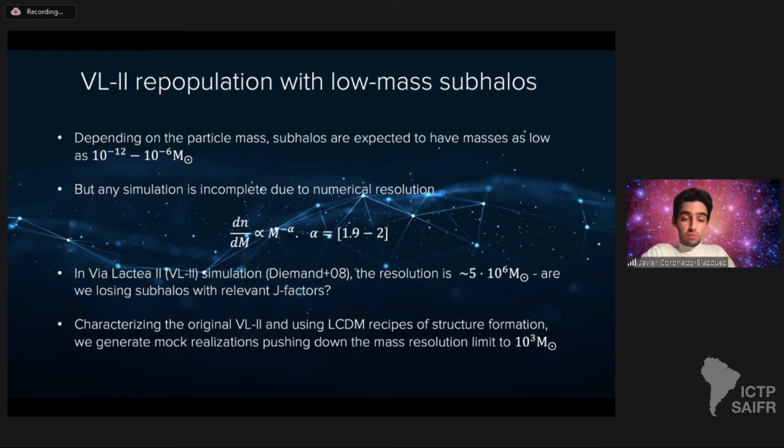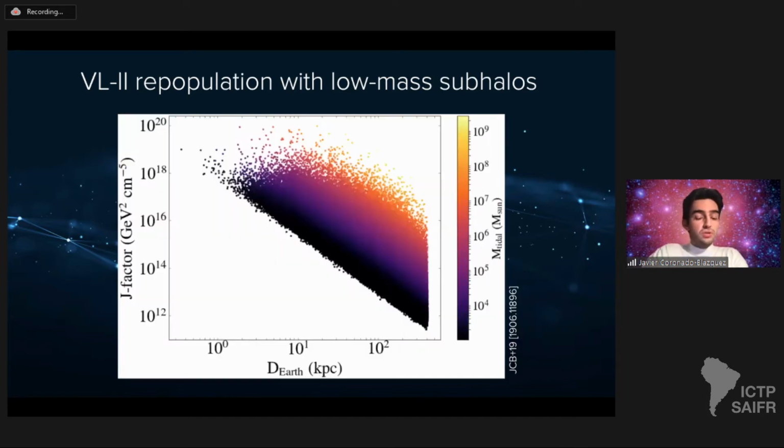And the answer is that we are actually, and we can account for it by characterizing the original simulation and using some Lambda CDM semi-analytical recipes to generate mock realizations of this simulation and push down the mass resolution limit to just 1,000 solar masses, so more than 3 orders of magnitude in mass, which is pretty impressive, actually. And this is the summary.